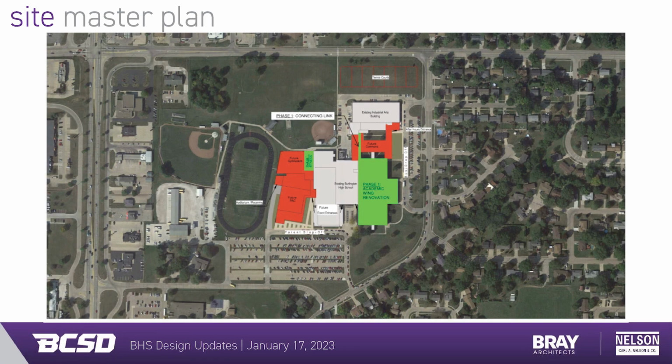The overall site master plan indicates in green the areas of additions and renovations to the high school. This phase of work includes a fitness center addition in the northwest corner, an enclosed connecting link for the circulation path between the main academic building and the industrial arts building to the north, and extensive renovations throughout the 2-story academic building.